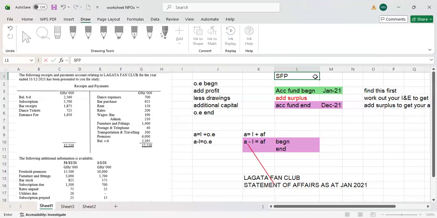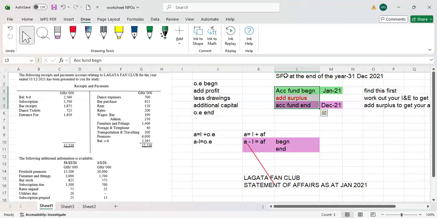All right. So when you're preparing your statement of financial position at the end of the year, the 31st December 2021, this is what you're going to do. Of course, with your assets and your liabilities. So we are starting from the back. Our end goal is here, but we are starting from the back. We find this first, find this, add it, and get this. And we're going to show all this in this statement.